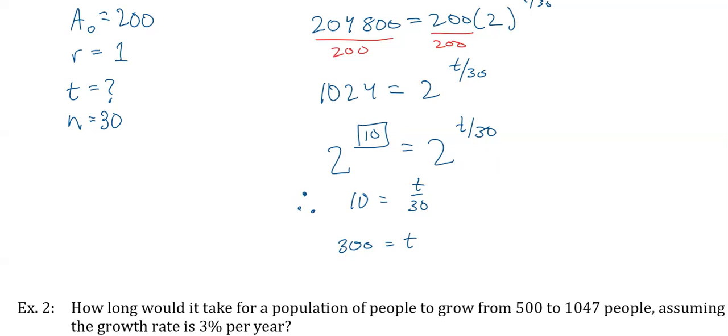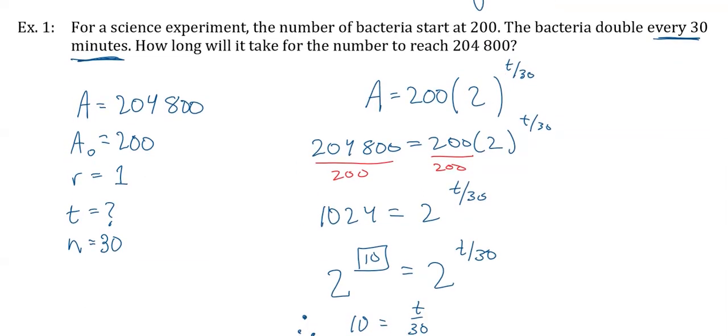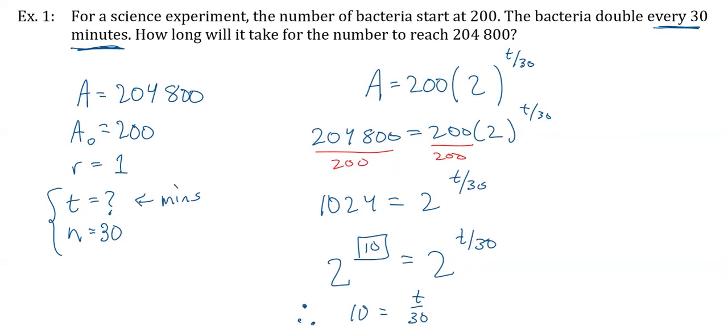Word problem, interpret your answer. T is 300. What does that mean? We go up and we reread the question. T stood for how long? It was in minutes. Remember, t and n always have to be in the same units. So that means it took 300 minutes for the bacteria to grow from 200 to 200,000.